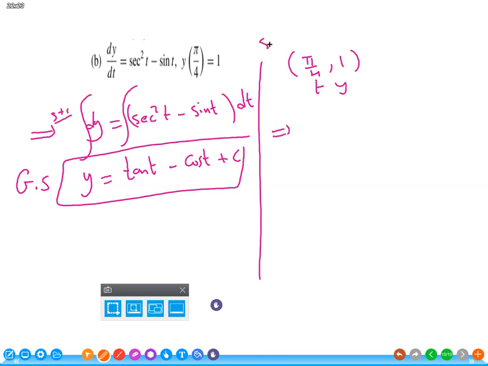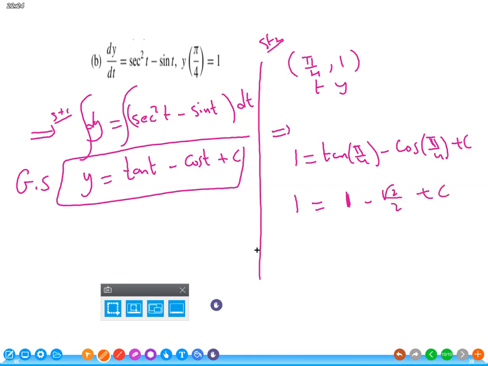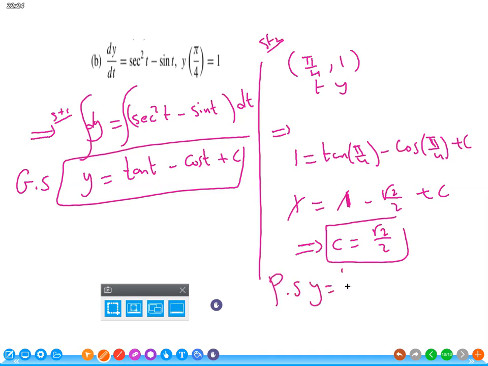Substitute, this is step 2. 1 equals tangent pi over 4 in radians, it means 1, minus cosine pi over 4, plus c. So 1 equals, it's 1 on your calculator, minus radical 2 over 2 plus c. Find c: c will be radical 2 over 2, positive. The particular solution will be y equals tangent t minus cosine t plus radical 2 over 2.